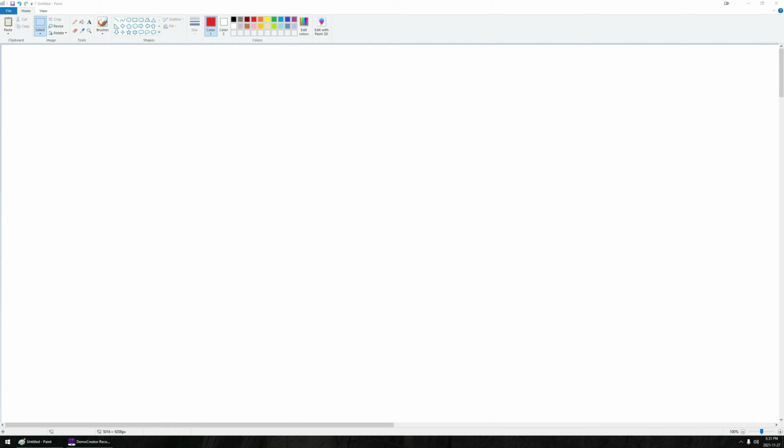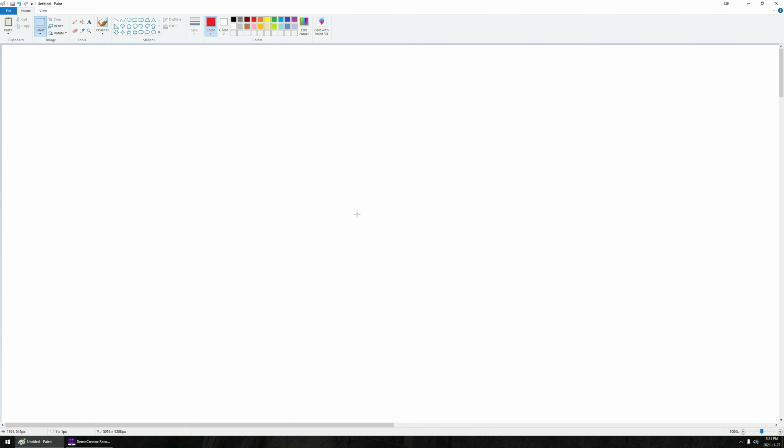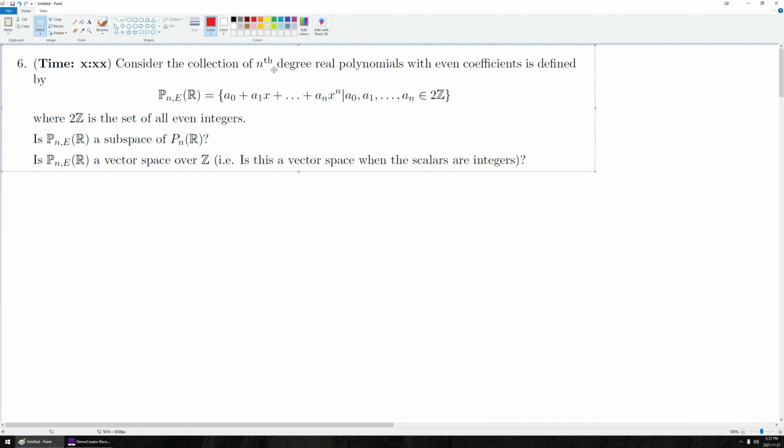Now we need to look at question 6. What is question 6? Well, this is another one of these abstract vector space questions. Consider the collection of nth degree real polynomials with even coefficients defined by this term here. Just note here, x is going to be a real number, and these numbers a1, a2, up to an are just going to be even integers.